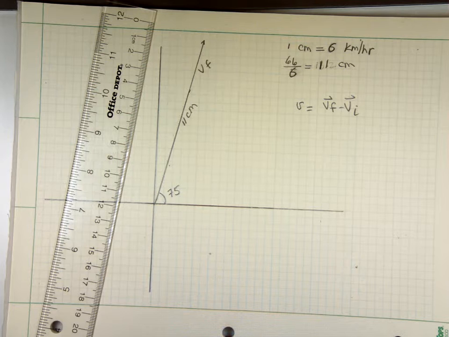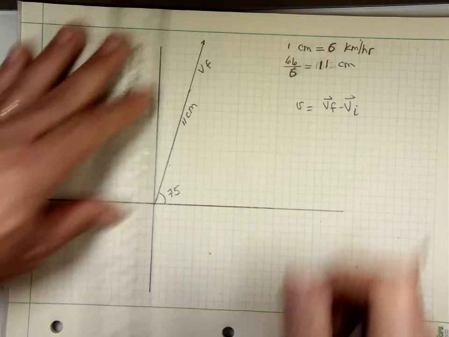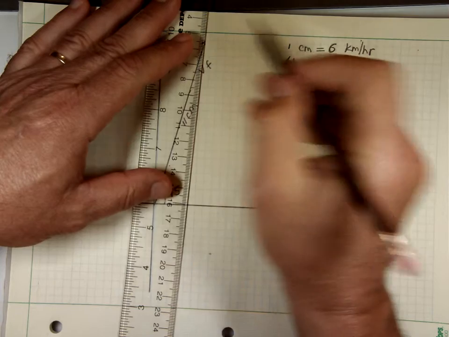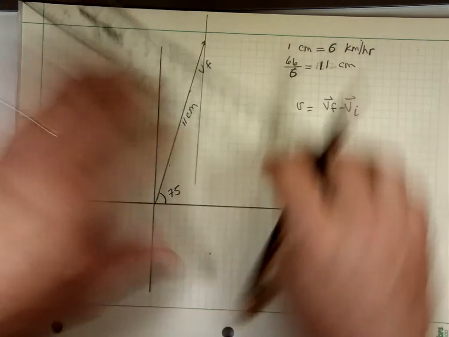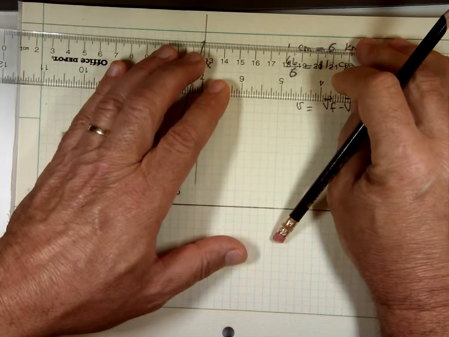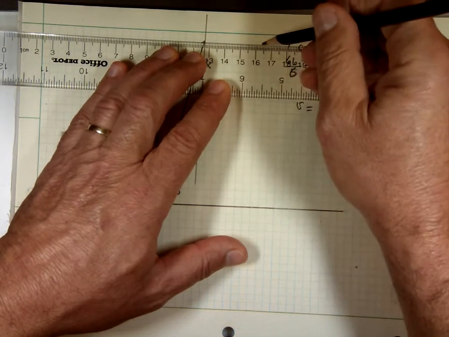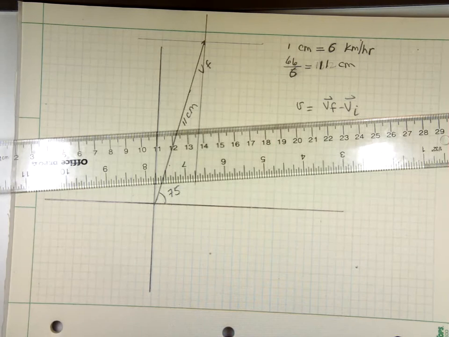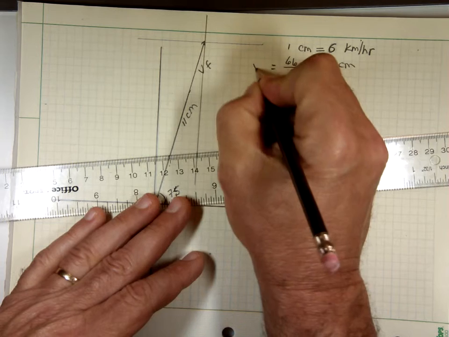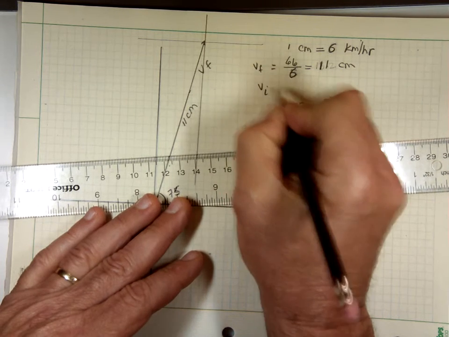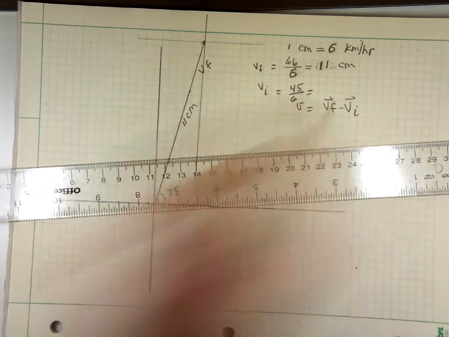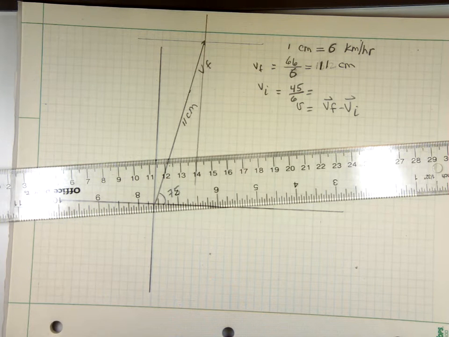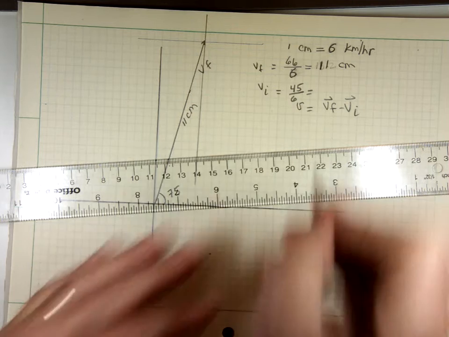Now, you're not adding, you're subtracting. If you were adding, you'd draw another X and Y axes right here, and you'd draw the other vector. This is V final. V initial is what, 45? Let's do the scale. 45 by 6, that will make it what? 7.5.